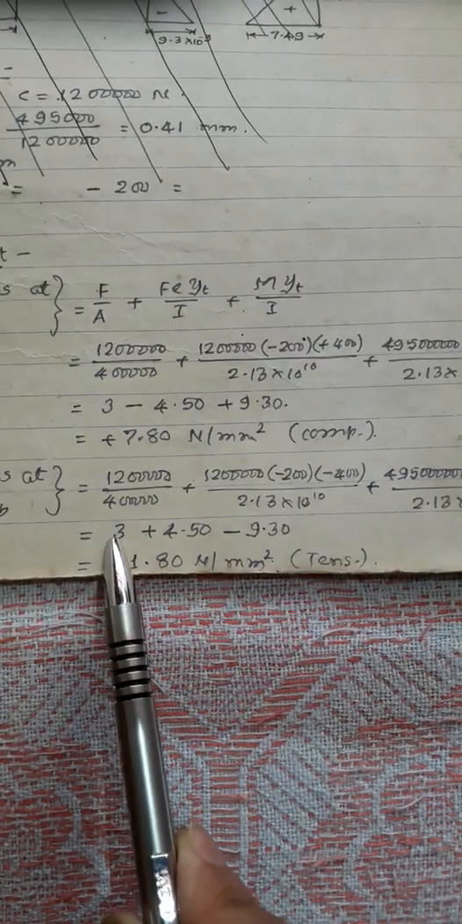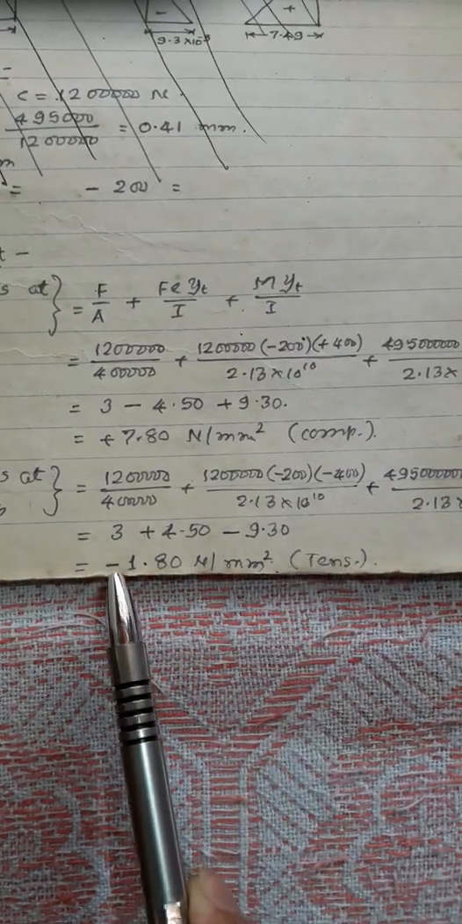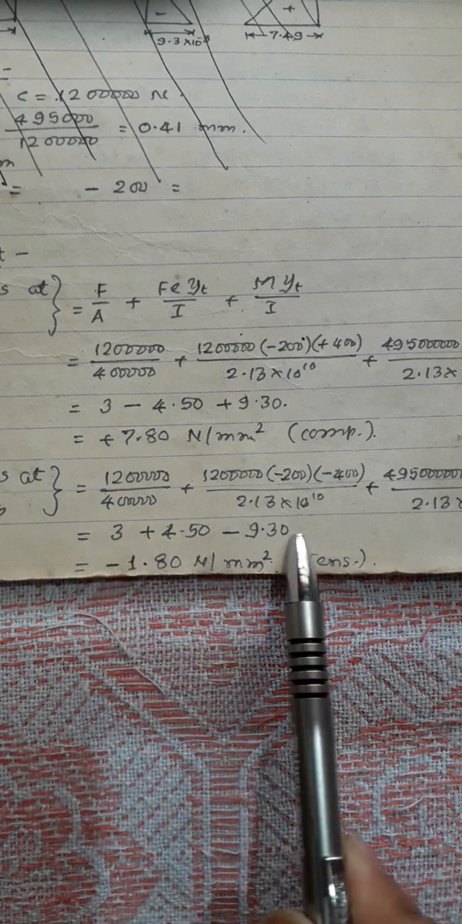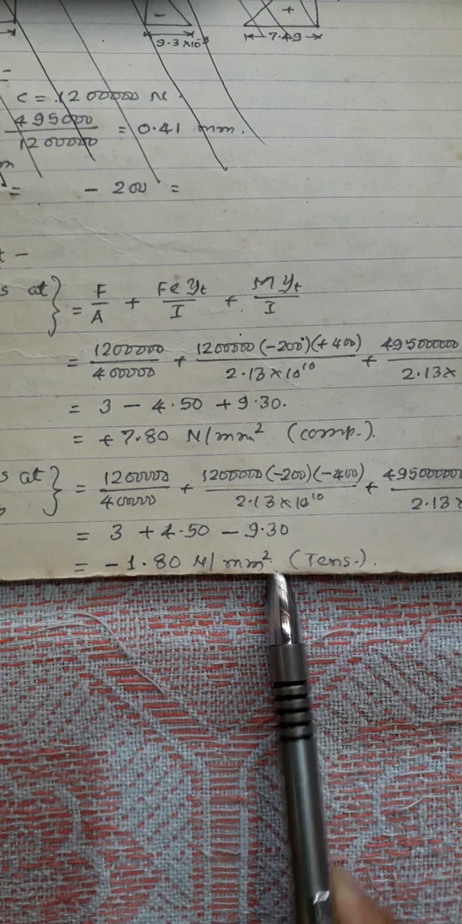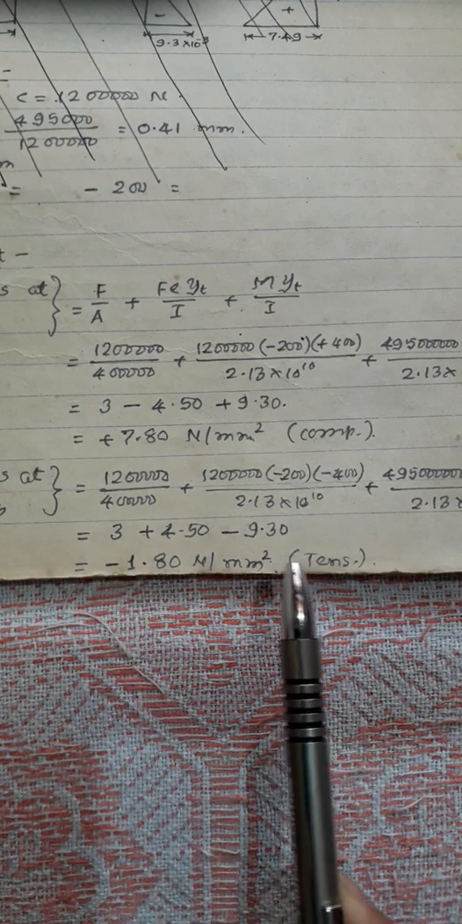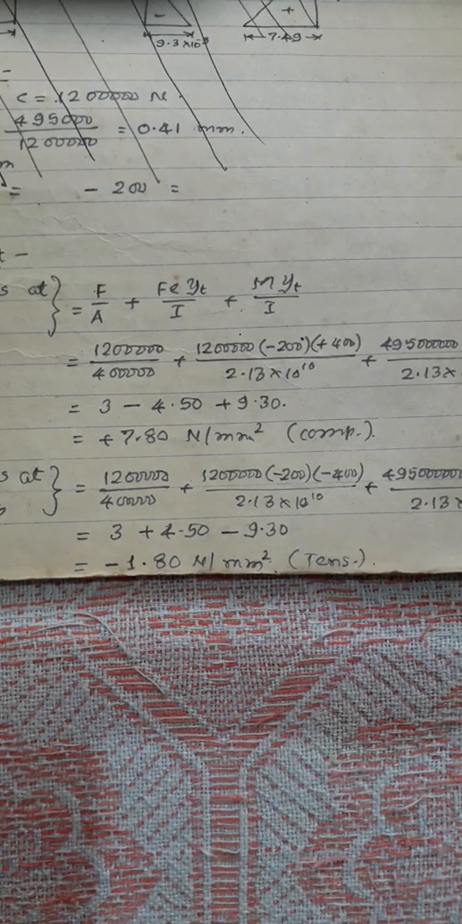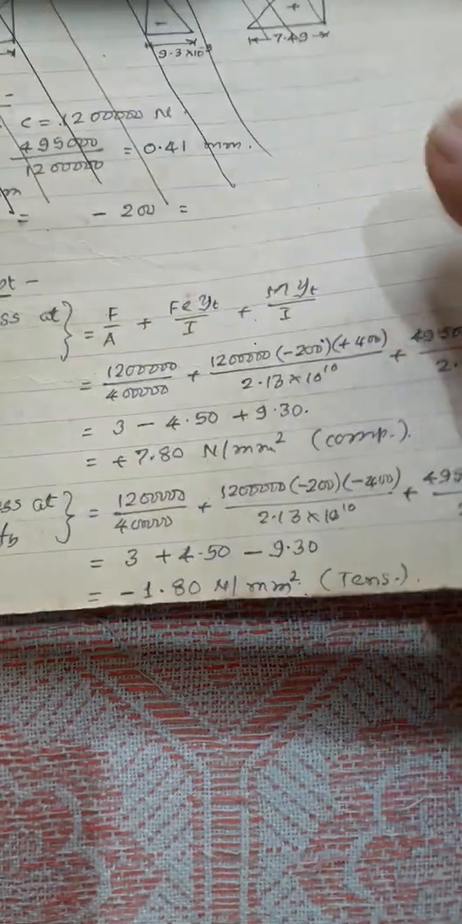So again you will get these values, and the resultant, if you add them algebraically, you will get minus 1.8 Newton per mm square. The minus sign indicates that it is tension. Okay, the minus sign indicates that it is tension. Now I think I can easily draw the stress distribution diagram by using these values.